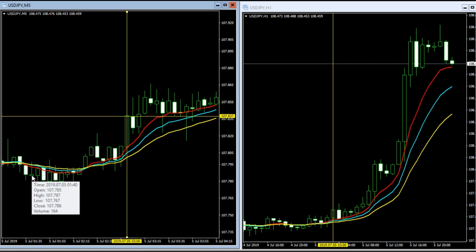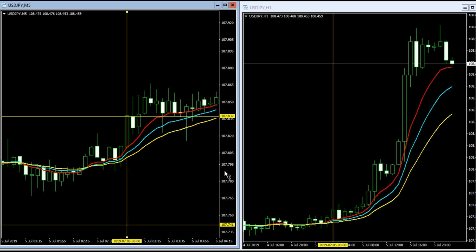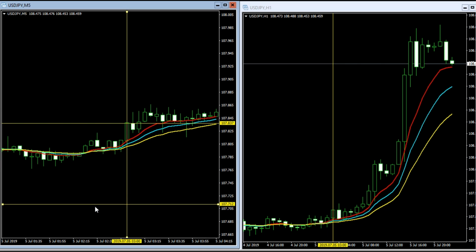So we're going to put 5 pips below it. Our stop loss is going to be 5 pips below 107.767. So it's going to be 107.717. Okay, sorry, 717. Now this is going to be our stop loss.